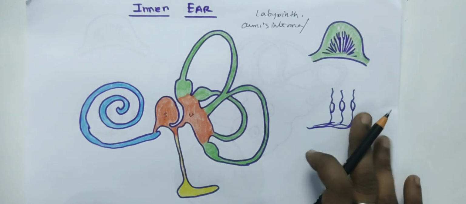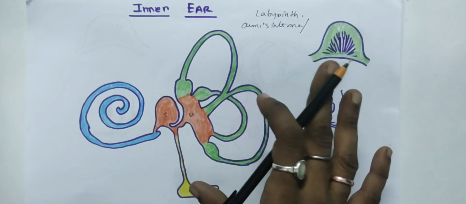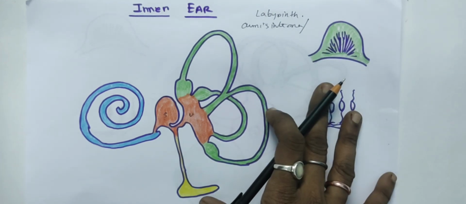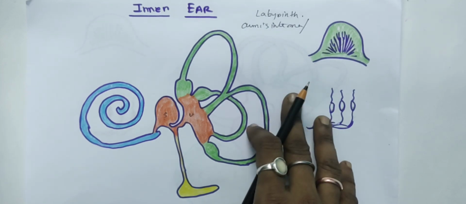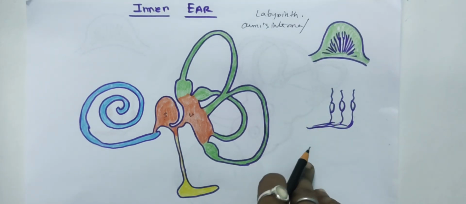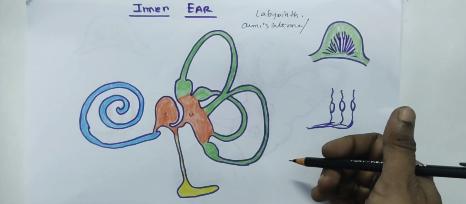It is a network of fluid-filled channels, and it is made up of bony labyrinth and membranous labyrinth. Membranous labyrinth is surrounded by the bony labyrinth. I am showing you that structure on my next slide.